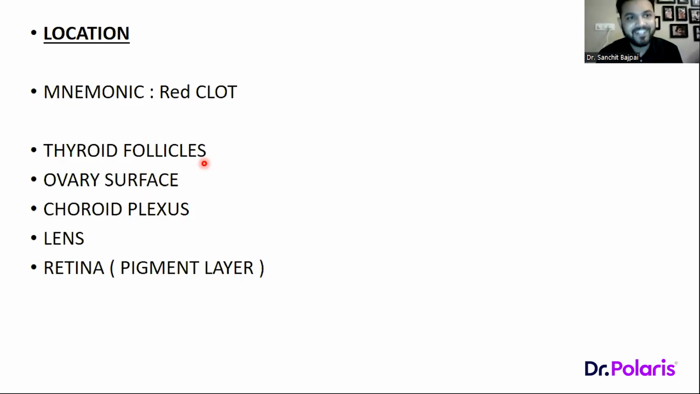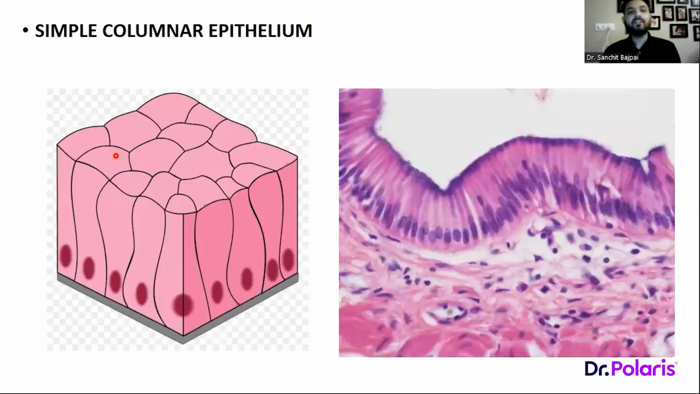Now you memorize it. So how do you memorize it? Remember the mnemonic red clot. Okay? Retinal pigment layer. Again, choroid plexus. L for lens. O for ovarian surface. T for thyroid follicles. This is the mnemonic behind simple cuboidal epithelium. Okay? Fine. Now we move on to the third simple epithelium.